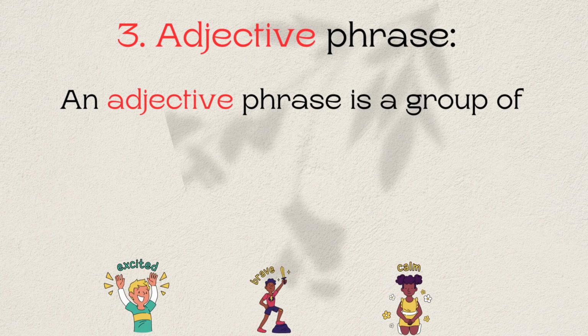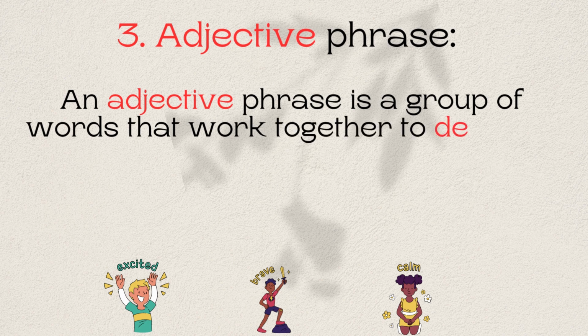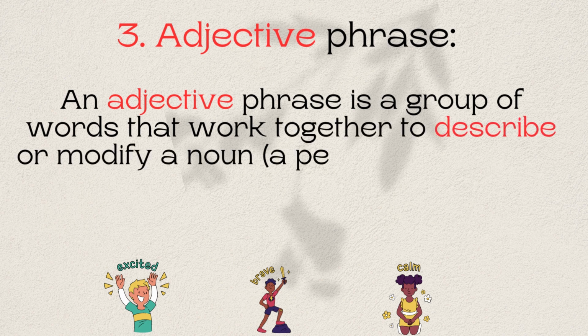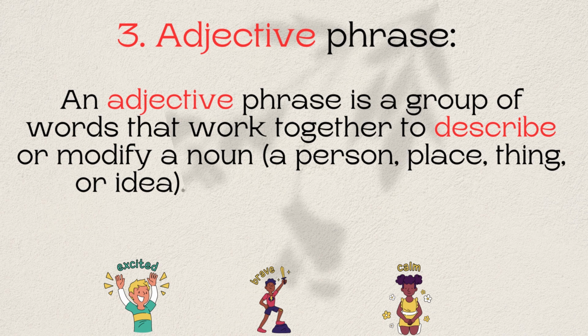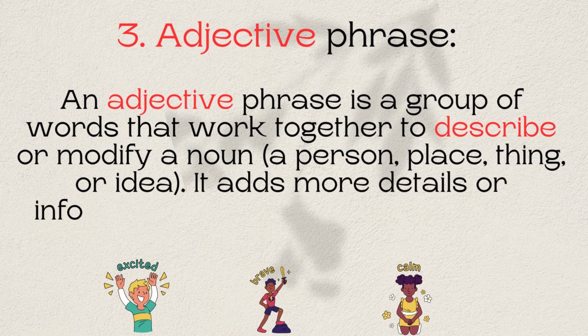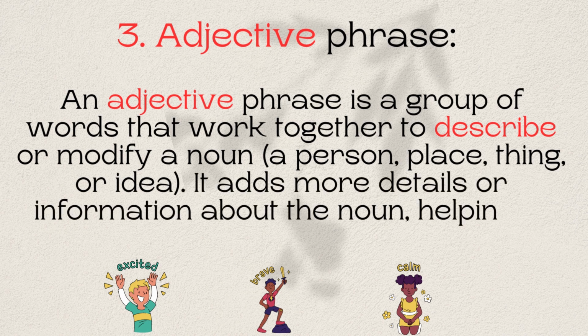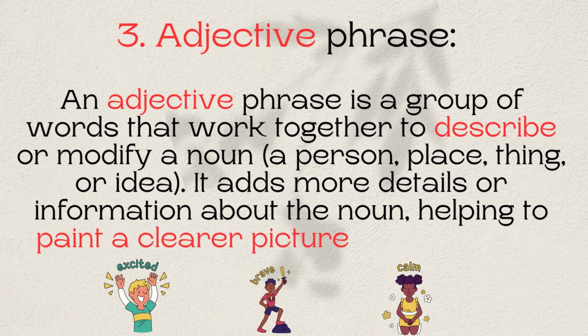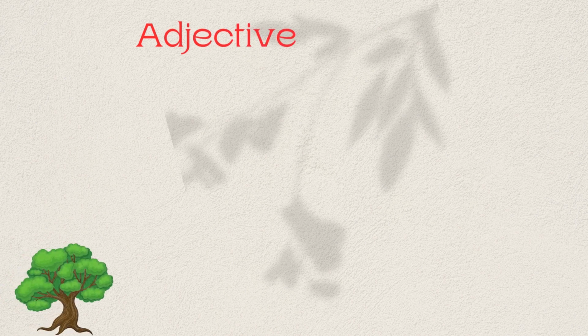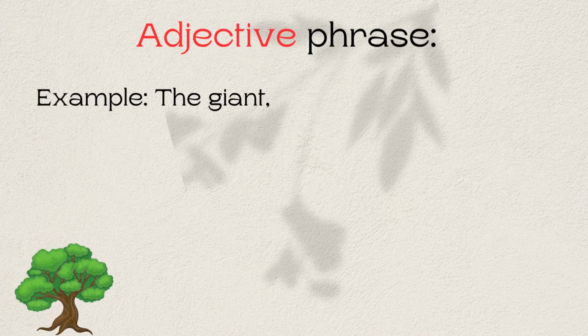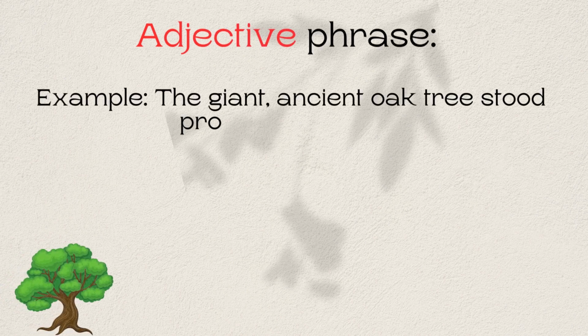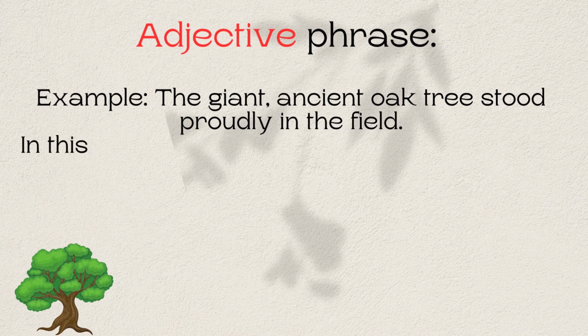The third one is adjective phrase. An adjective phrase is a group of words that work together to describe or modify a noun, a person, place, thing, or idea. It adds more details or information about the noun, helping to paint a clearer picture in a sentence. For example, the giant ancient oak tree stood proudly in the field.